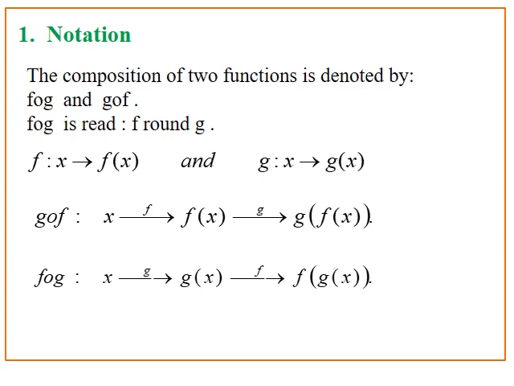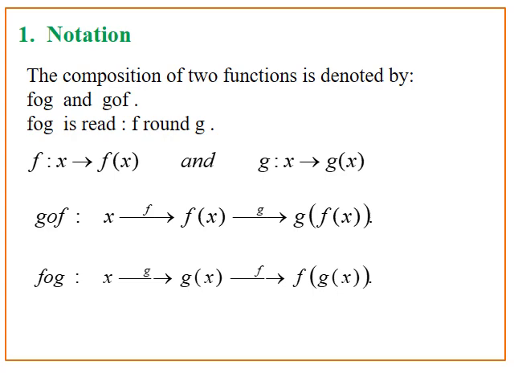We start with the composite of two functions. The composite of two functions is denoted by f round g and g round f. f is a mapping that associates to every value of x an image f of x, and g is a function that associates to every x an image g of x. For g round f, x is an antecedent with respect to f, and f of x is the image of x by f. g of f of x is the image of f of x by g.